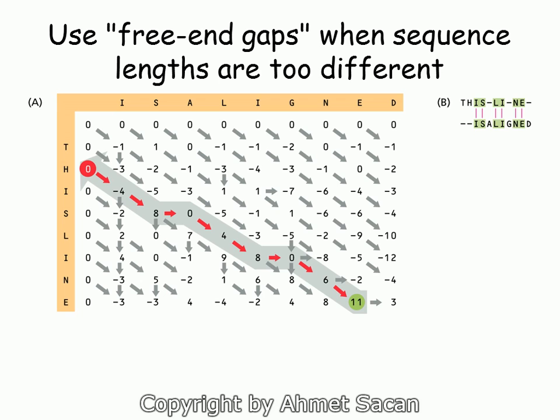So for those cases where you have two proteins of very different length, we use free end gaps, meaning we don't penalize the gaps that appear at the end of the sequences. They are just zeros. Okay, so we don't penalize them with a minus score. So that's part of the scoring. We need to make corresponding changes in our alignment table in the way that we calculate the optimal alignment to match that free end gap idea.